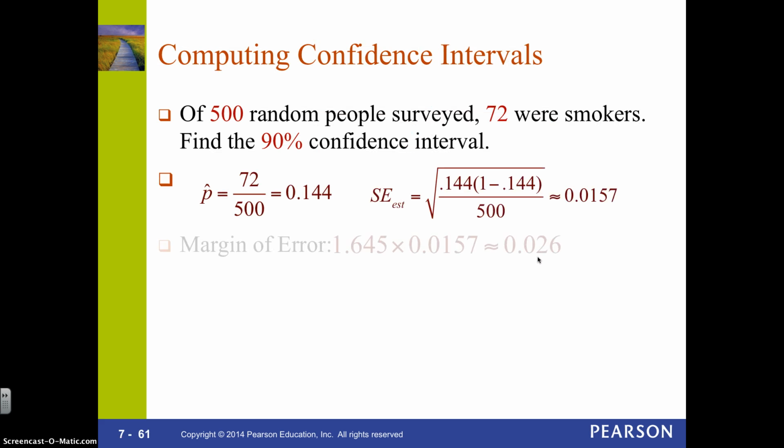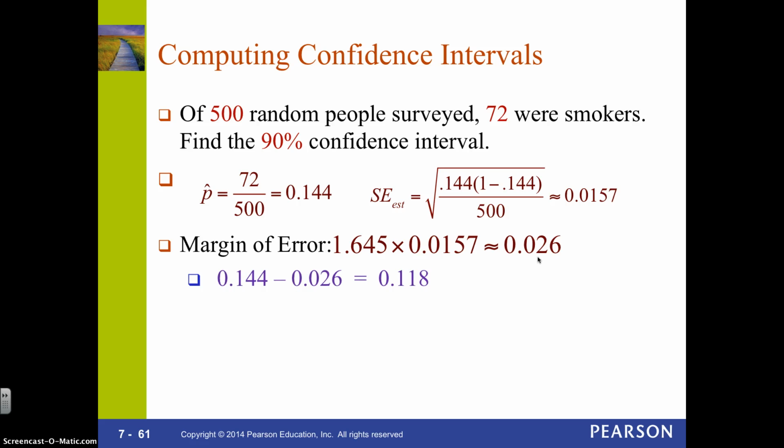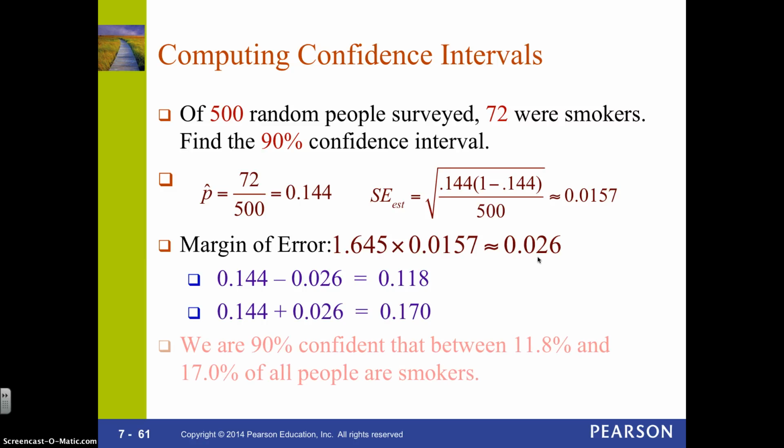Okay, so let's finish this problem. Again, I'm going to subtract my margin of error from my sample proportion, and I'm going to add it to my sample proportion. All right, so now we're 90% confident that between 11.8% and 17% of all people are smokers.